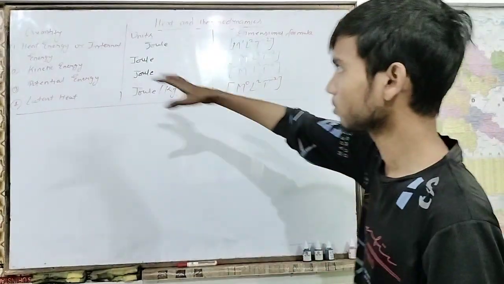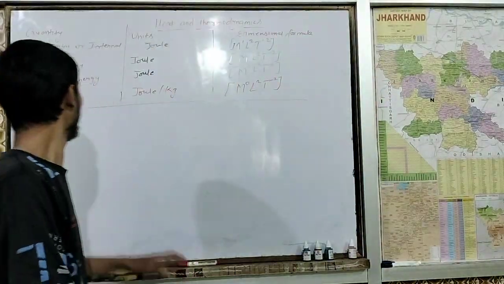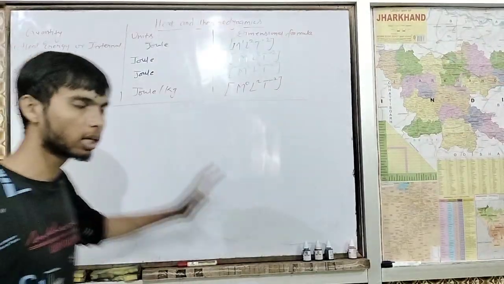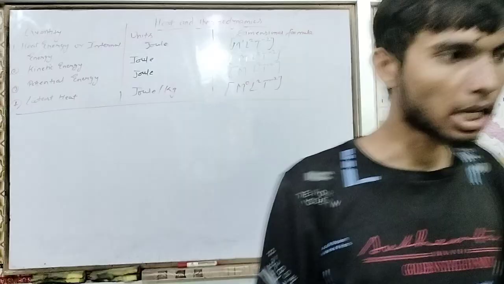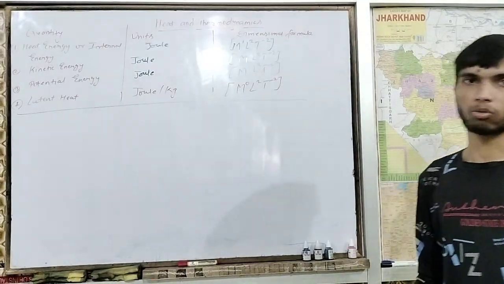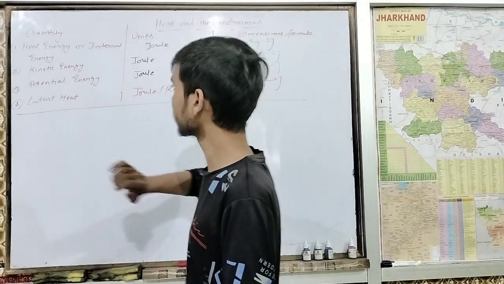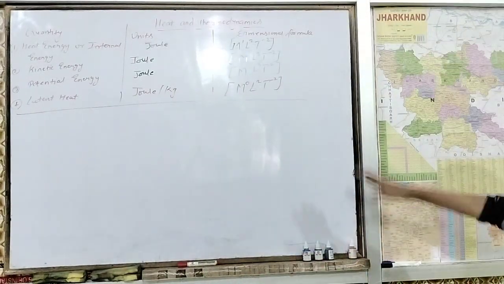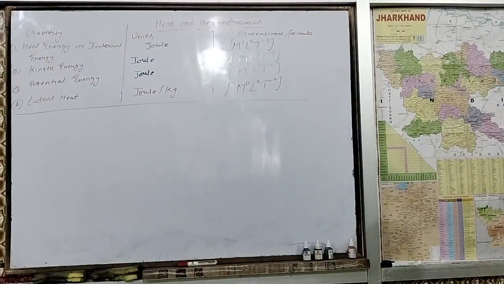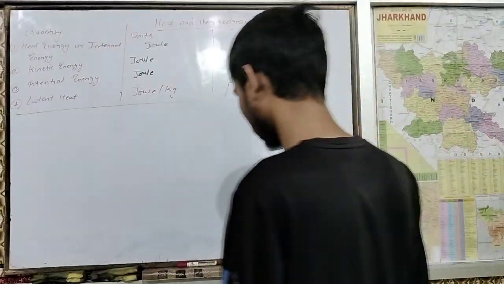In this we saw something important: whenever the word energy is coming, the SI unit for that physical quantity would be just joule. Okay. And for latent heat, joule per kg, M0, L2, T minus 2. Now next I am going to write something different.